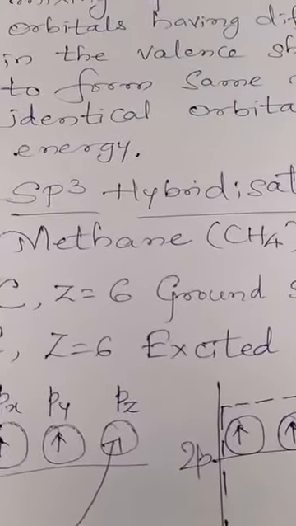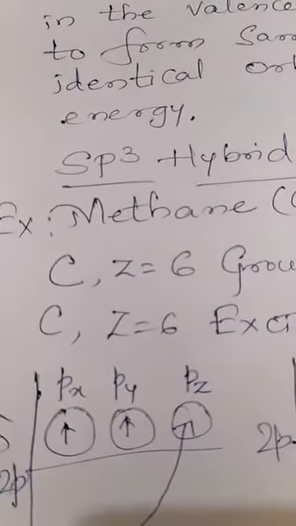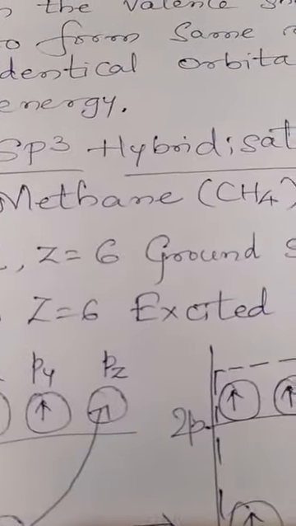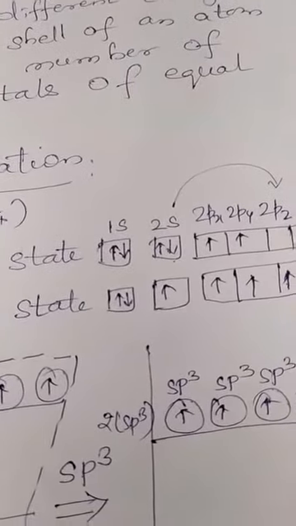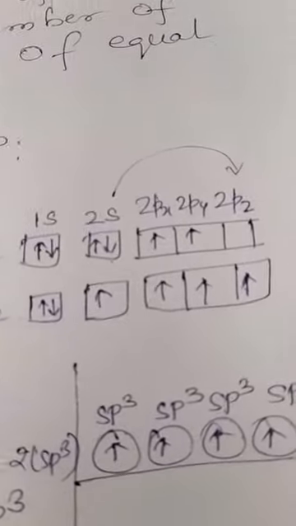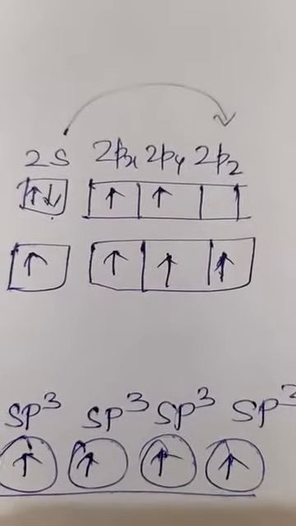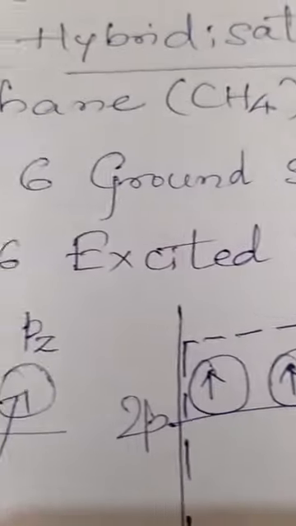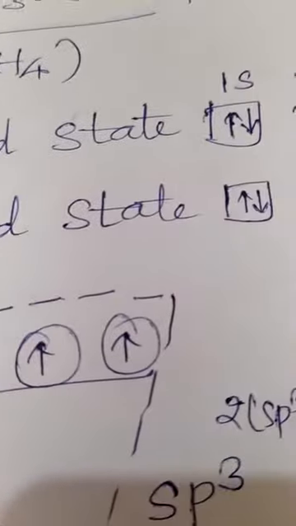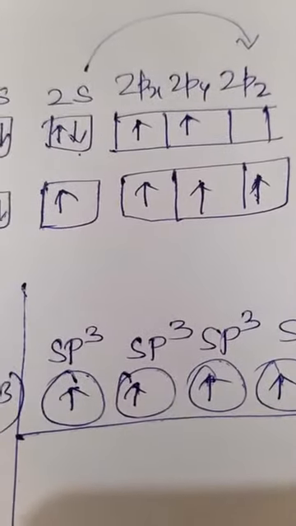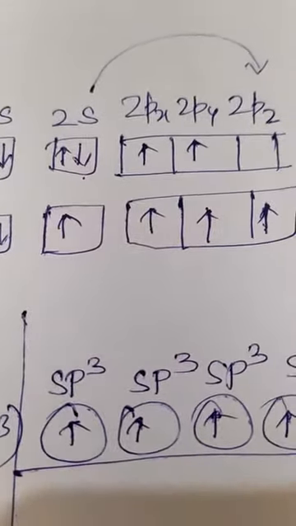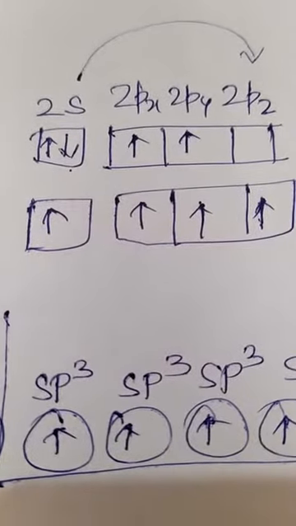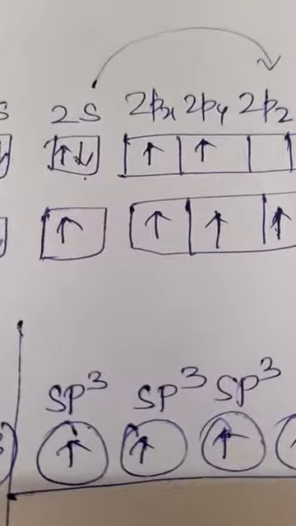The central atom in the methane molecule is carbon. Consider the ground state electronic configuration of carbon, atomic number Z equals 6, as 1s2, 2s2 and 2px1, 2py1, 2pz0. When carbon in the ground state absorbs energy, it jumps to the excited state. Now, in the excited state, one electron from the 2s atomic orbital jumps to the vacant 2pz orbital. Now there are four unpaired electrons, as you all see there. Therefore, the carbon atom is tetravalent.